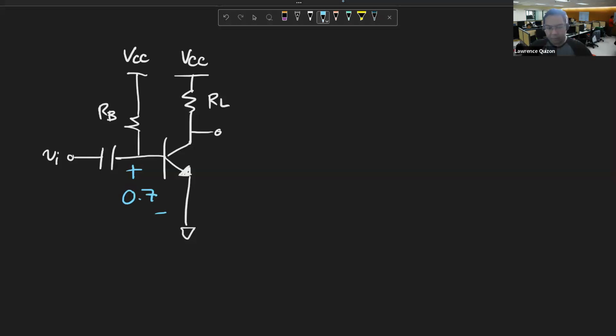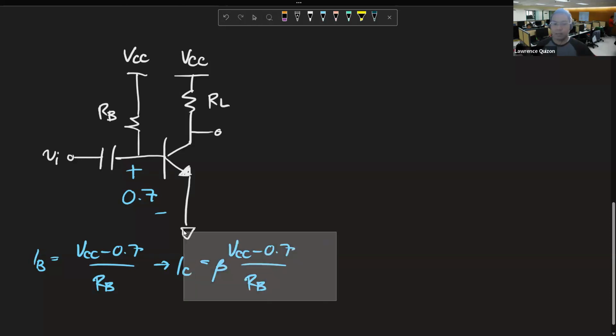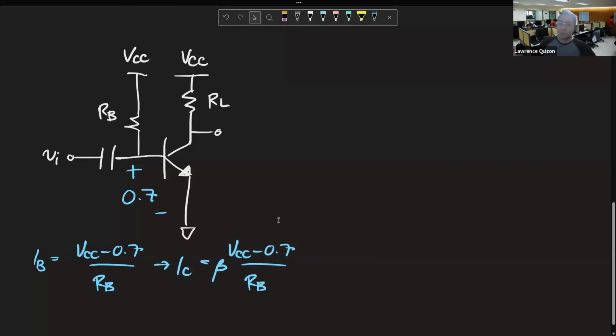The reason for RB is that RB generates the base current. What we get from RB is that the base current IB becomes VCC minus 0.7 over RB, which then leads to IC being beta times this, right? So now we have a large signal IC, which depends on RB. So this is one convenient way to bias things, right?